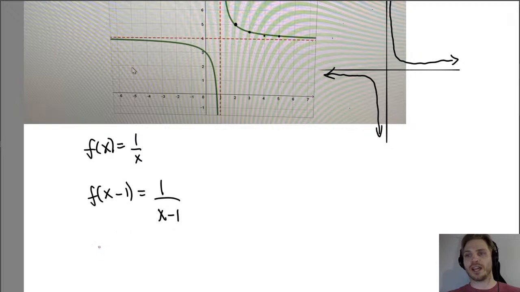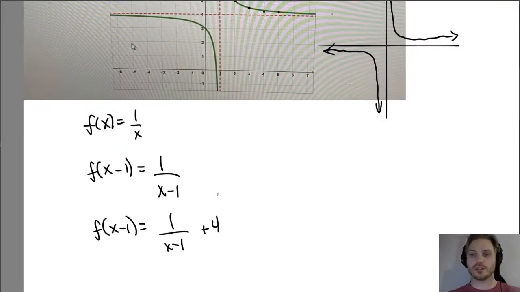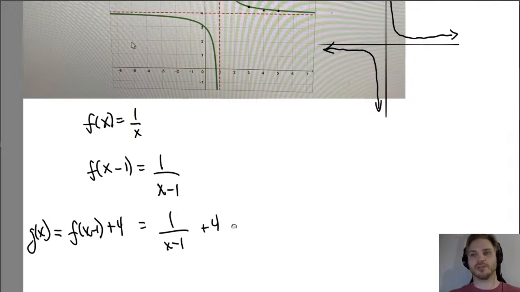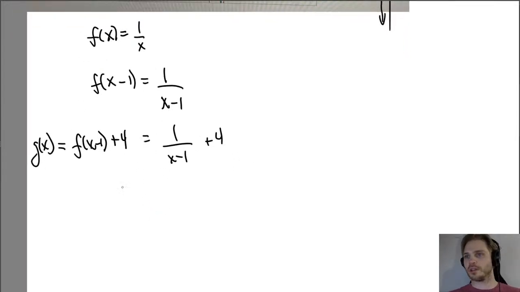So I'll add 4 to both sides of this. Over x minus 1 plus 4. Okay, so yeah, that's it. That's our function. Oh, my bad. We actually want to do it to both sides of this. f of x minus 1 plus 4. Okay, and then let's just call this function our function. That's our function there.